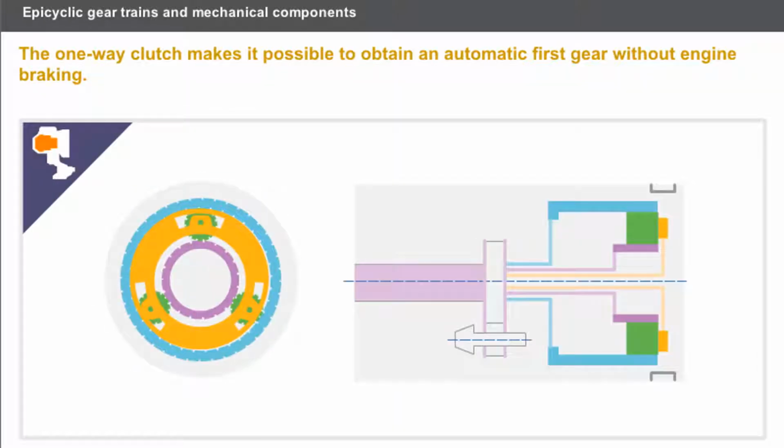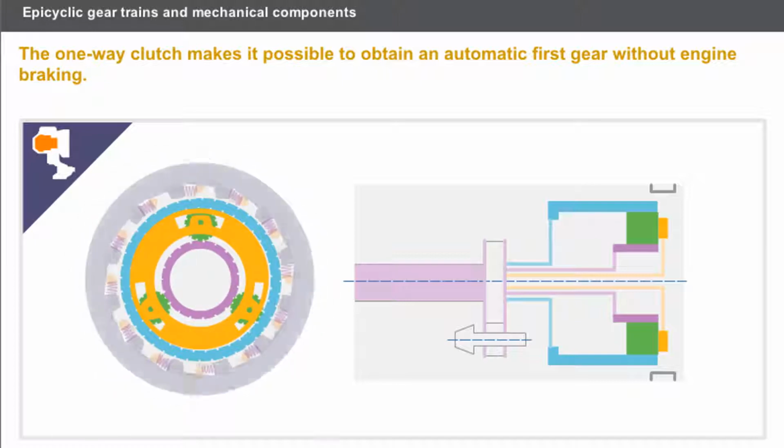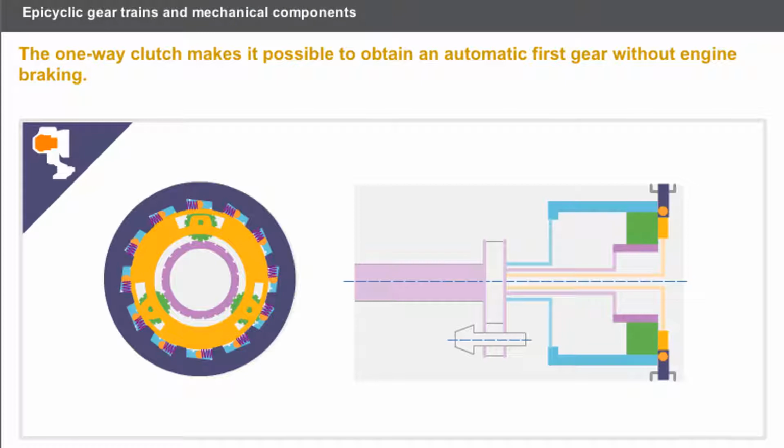Other mechanical components act on the epicyclic gear trains. When the vehicle is driving in urban areas, heavy engine braking in first gear reduces driving pleasure. To eliminate this disadvantage, some automatic transmissions have an additional component, a one-way clutch. The one-way clutch makes it possible to obtain an automatic first gear without engine braking.